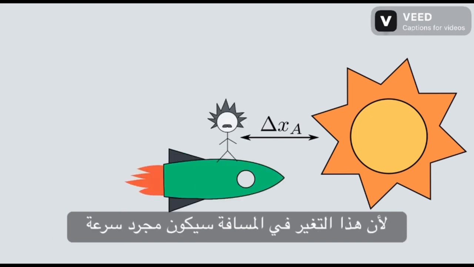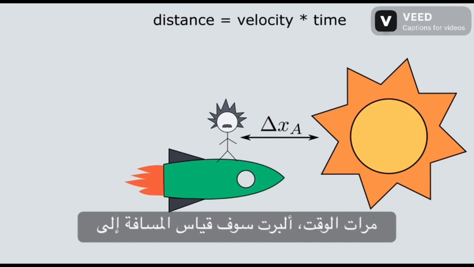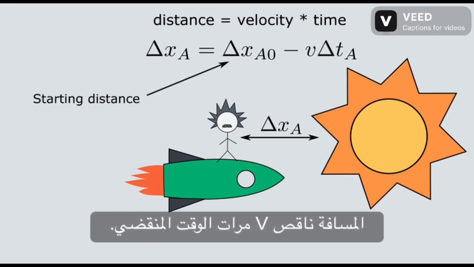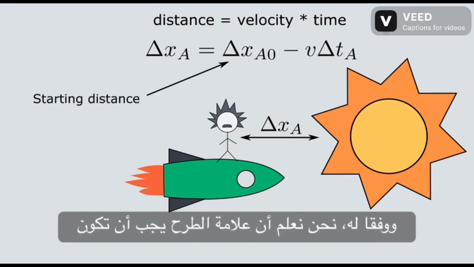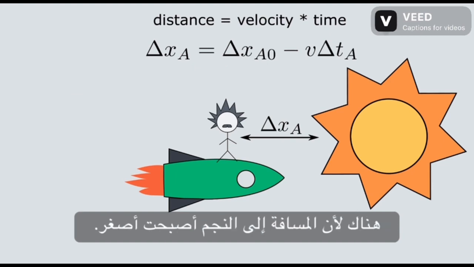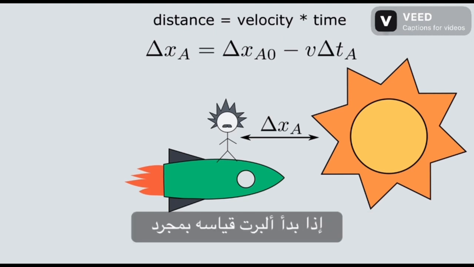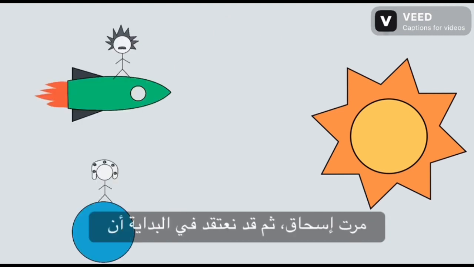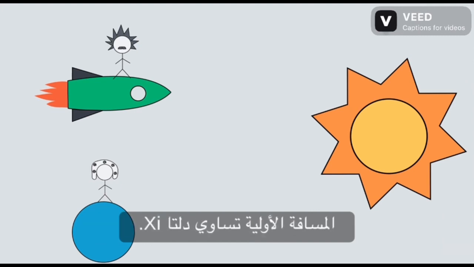Now, as Albert moves closer to the star, he'll measure a distance which is getting shorter. Since this change in distance will just be velocity times time, Albert will measure a distance to the star, delta xa, which is equal to some initial distance minus v times the time elapsed according to him. We know that the minus sign must be there since the distance to the star is getting smaller. If Albert began his measurement as soon as he passed Isaac, then we might initially think that the initial distance is equal to delta xi.